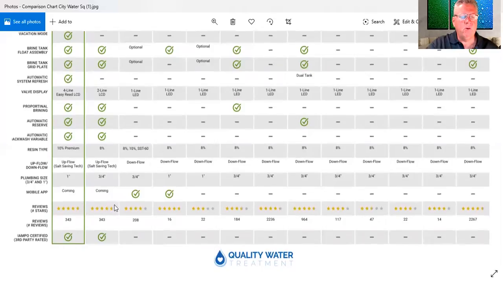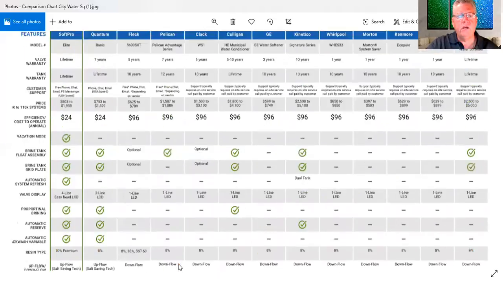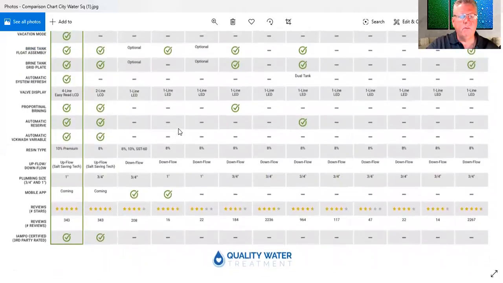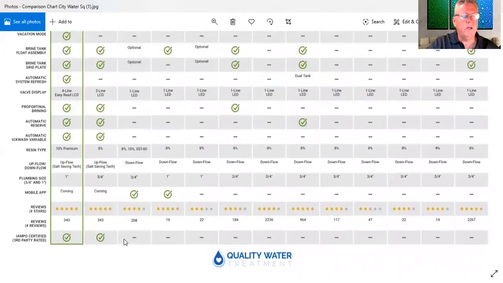Mobile app. The mobile app on the Soft Pro is coming. Fleck does have a mobile app where you can scan it onto your phone with a tag on the side of the control valve after you download the app, and that will give you some pretty cool features. The Pelican does not have that, neither do any of these others. I mean, the Pelican does offer that. None of these other systems do.